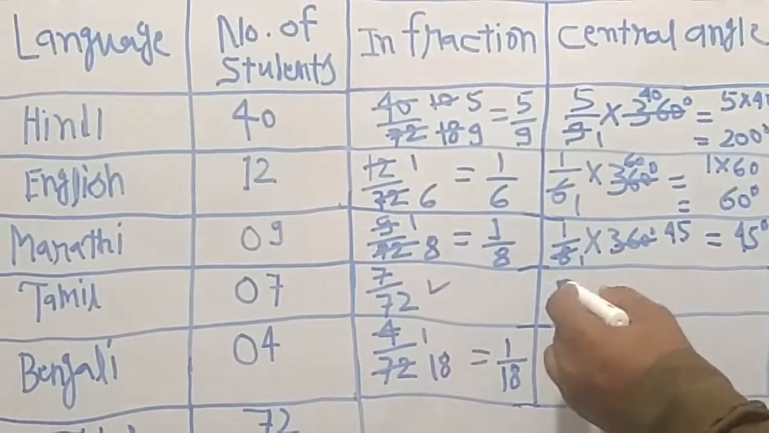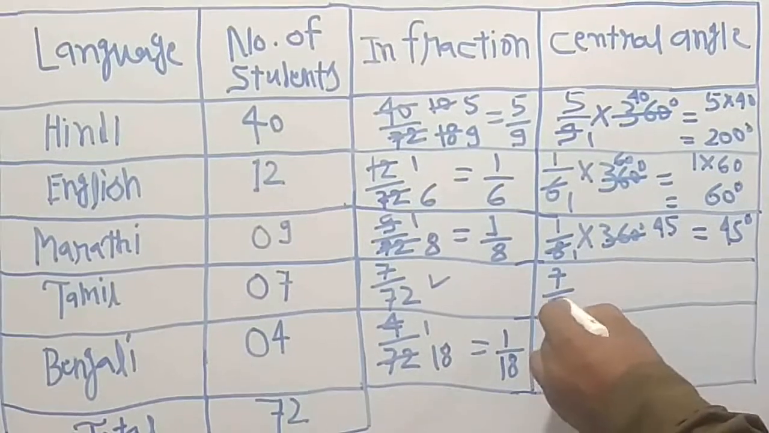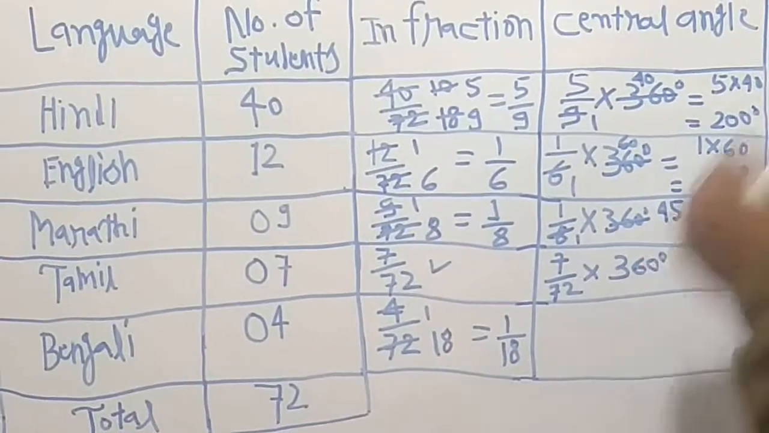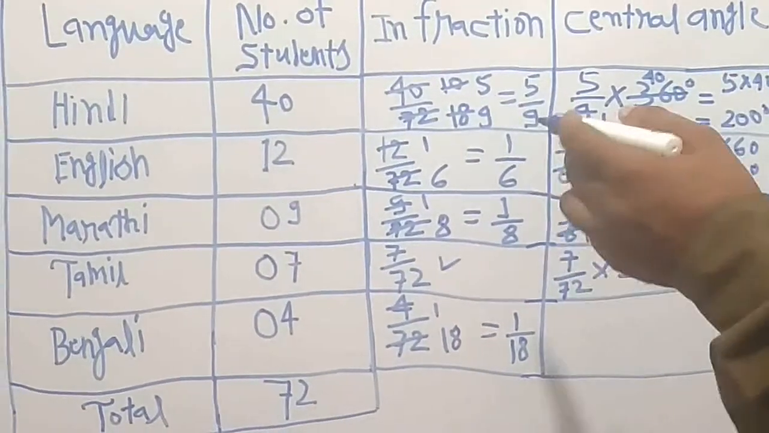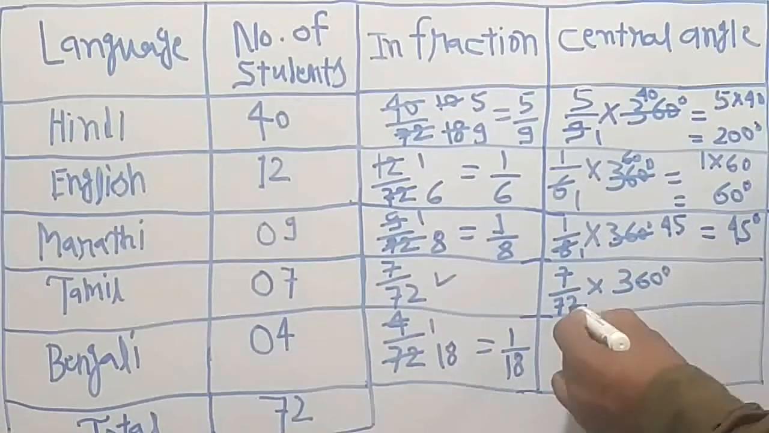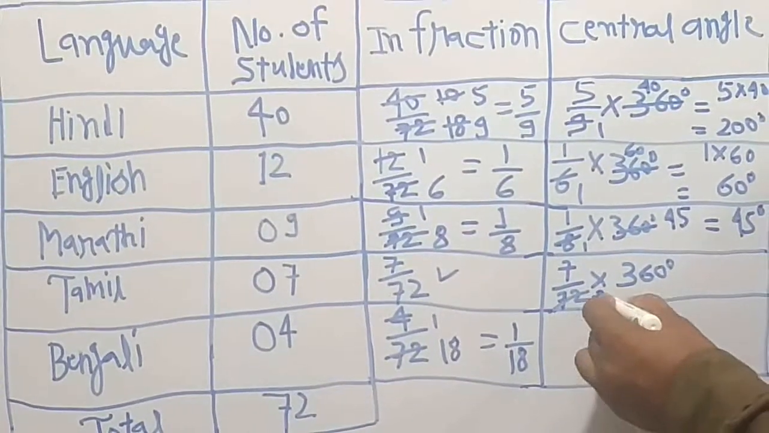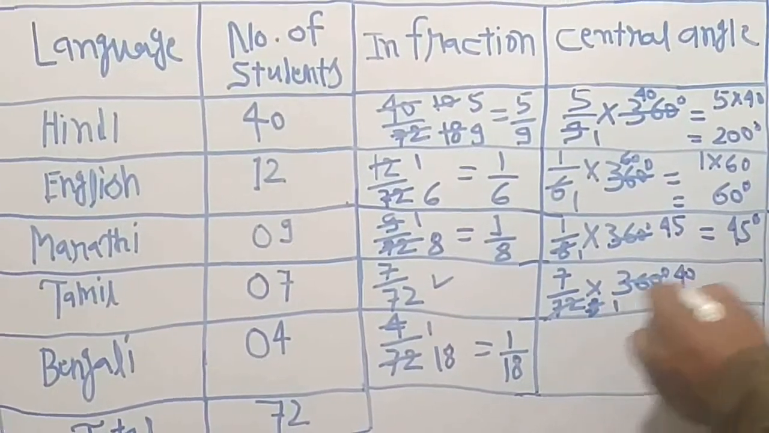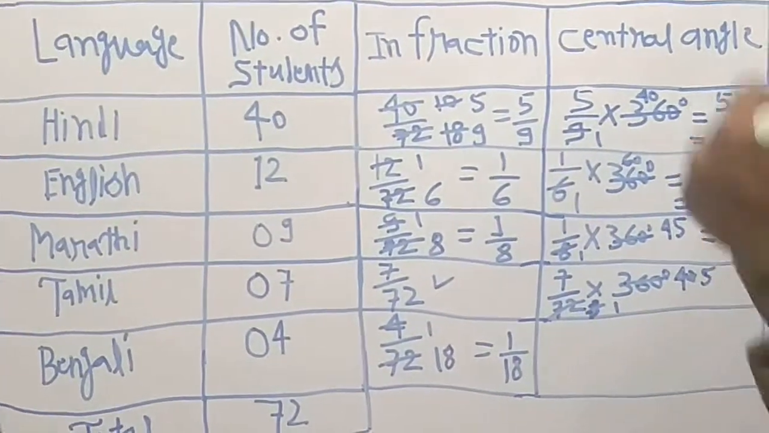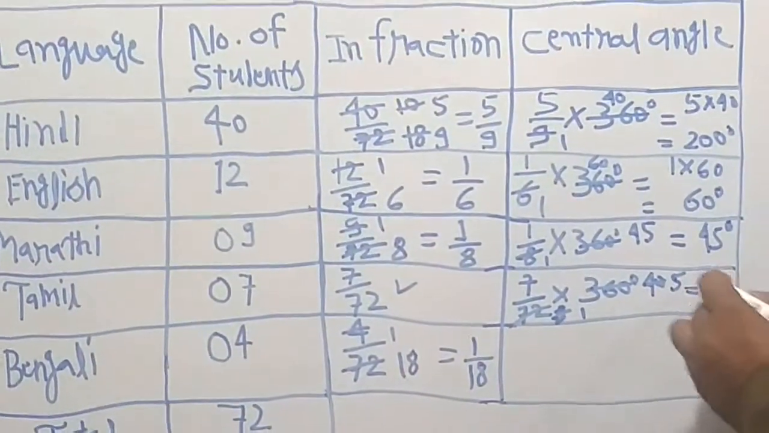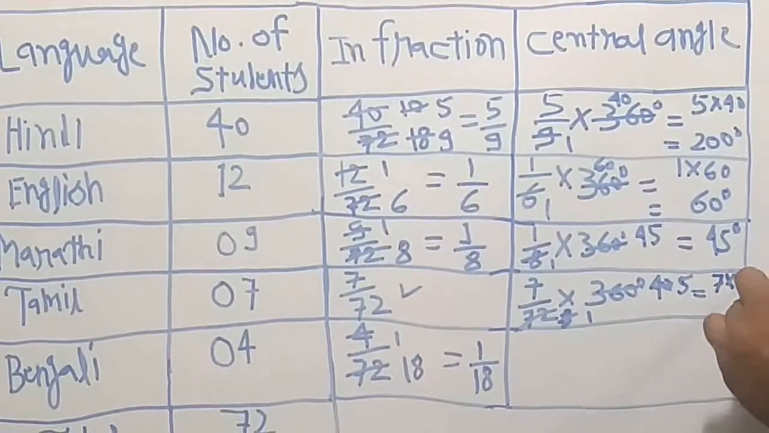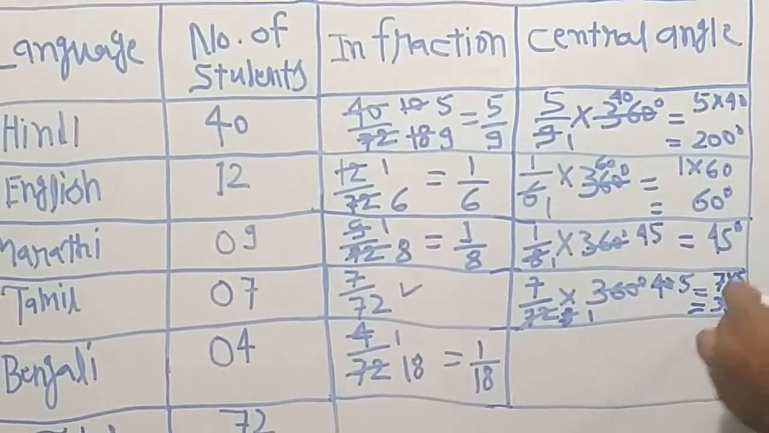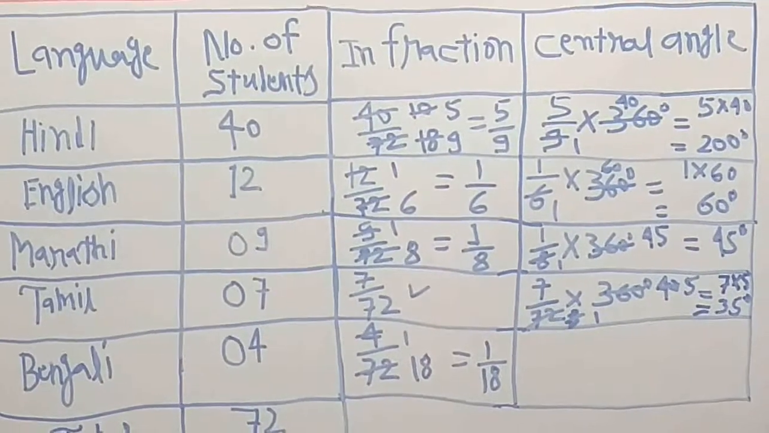Now it is 7 upon 72, multiplied by 360 degrees. Now we cut it with the table of 9. 9 eights are 72, 9 fours are 36, that is 40. Now 8 ones are 8, 8 fives are 40. Now 7 multiplied by 5 gives you 35 degrees. So for the Tamil language the central angle is 35 degrees.